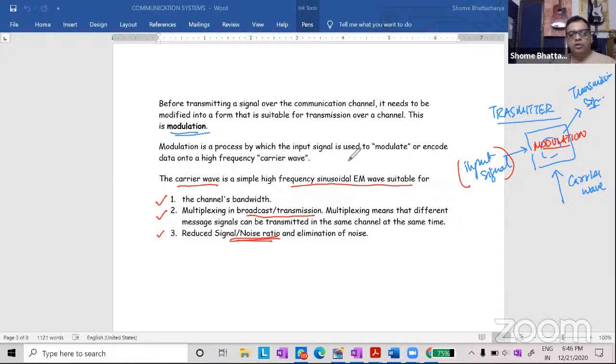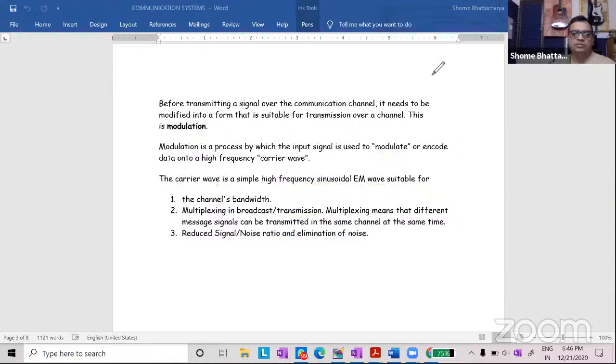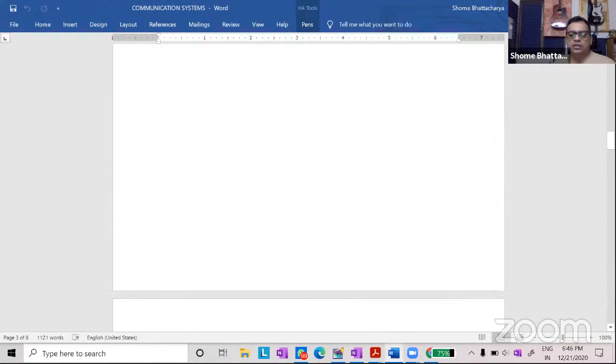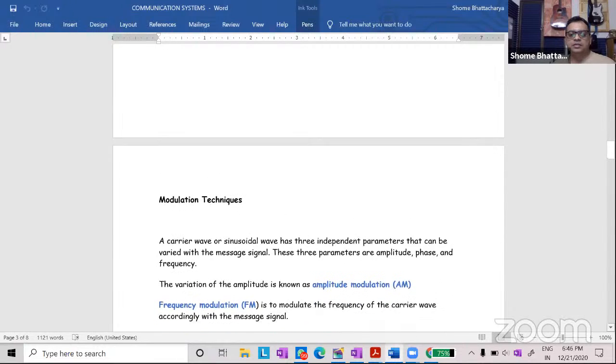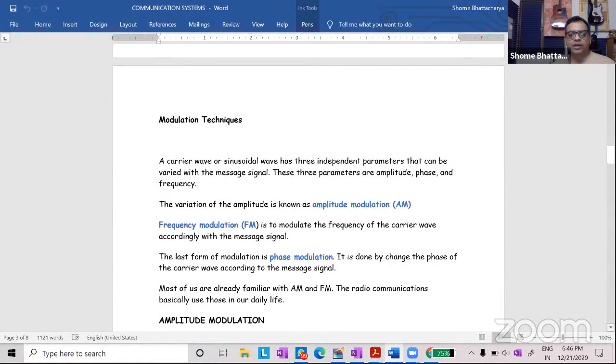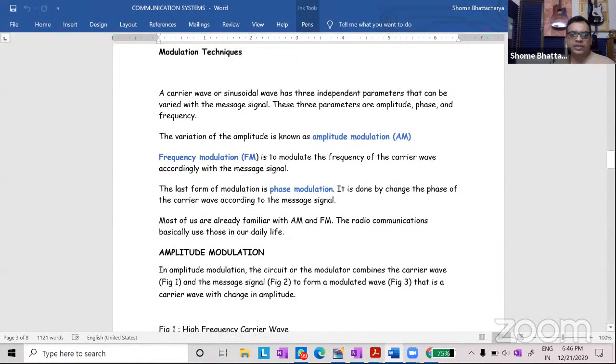So modulation is the process by which we use the input signal to modulate, or modify, or encode data into the carrier wave. Let's see next how this can be done. Now remember, we are talking about analog mostly. We're not talking about digital over here. Digital techniques are a little bit more complex than this. There are three main methods by which we can do modulation.